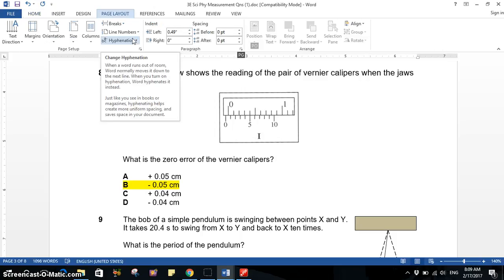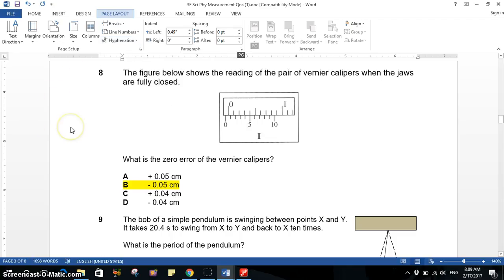If you get confused about how many decimal places to put, okay, just remember that vernier calipers can record to one more decimal place than your normal ruler, whereas micrometer screw gauge can give you another one.